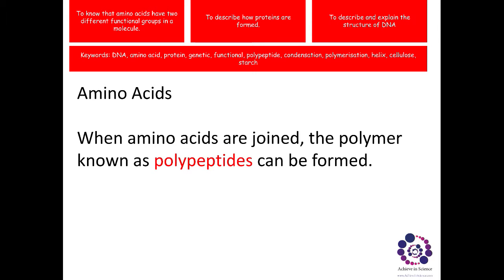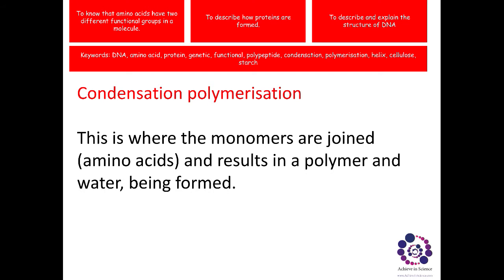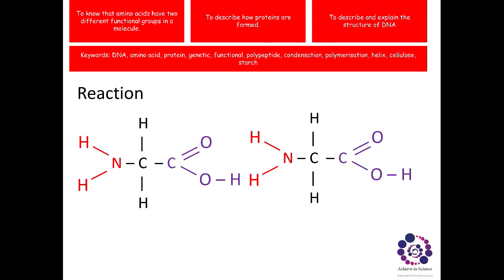Amino acids then are joined to form a polymer known as polypeptides. The reaction is an example of a condensation reaction. Condensation polymerization is a reaction where water is produced. In this reaction, monomers are joined, which in this case are amino acids. They result in a polymer and water being formed.